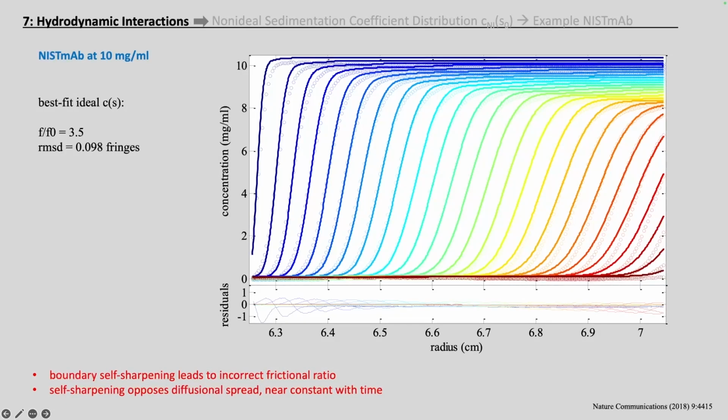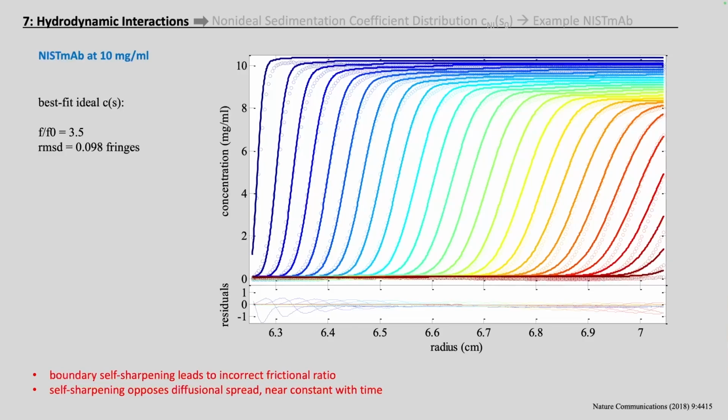The circles are from interference sedimentation velocity data of 10 mg per mL of the NIST mAb, which is a very useful reference molecule. The solid lines are the best naive fit of c(s), not accounting for non-ideality. It arrives at a best fit frictional ratio of 3.5, which is of course way too high for an IgG, and caused by the fact that the standard c(s) mistakes the boundary spread as a diffusion process and is unable to account for the self-sharpening of the boundaries.